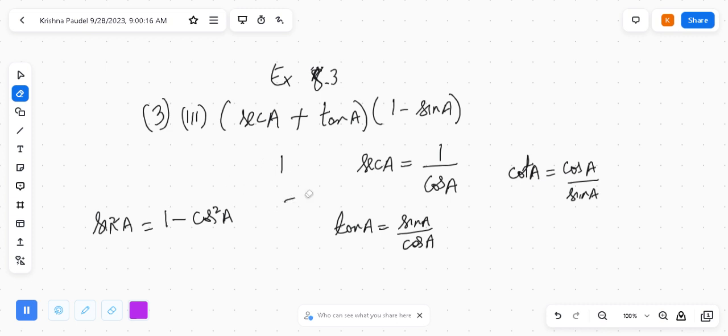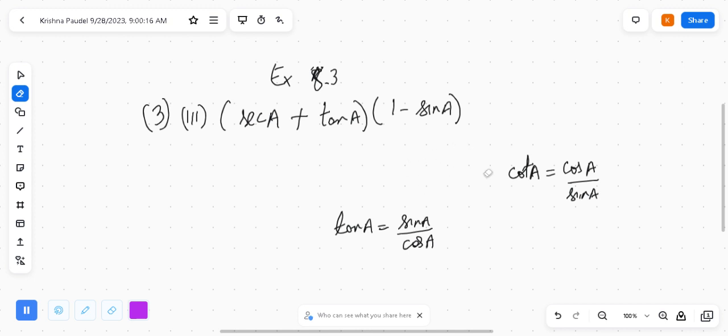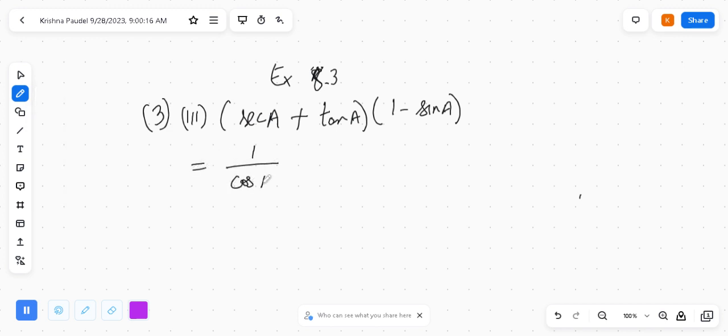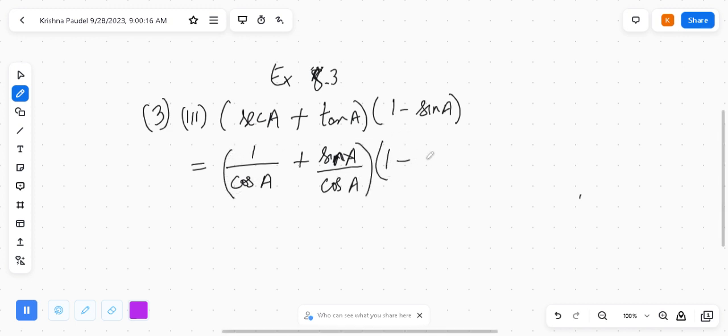So as discussed, whenever we have sec, we have to first convert it to 1 by cos. So let's convert sec to 1 by cos here. We can write this sec as 1 by cos A, and tan A I can change to sin A by cos A. And the other one, 1 minus sin A, I will keep as it is.